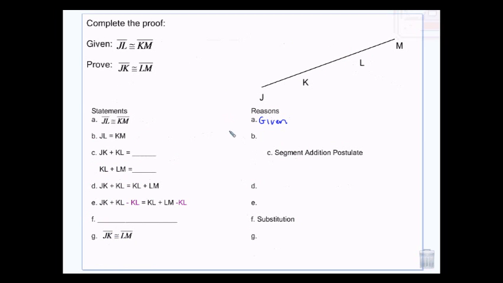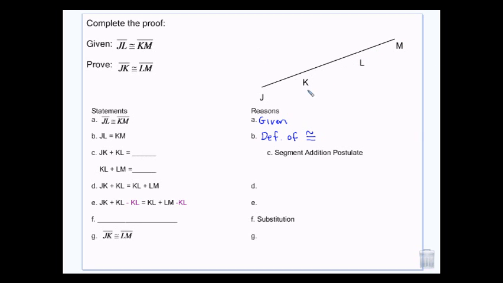Always given first. And then if JL is congruent to KM, that means JL equals KM. Yeah, so we went from congruent to equal, so that's the definition of congruent. Okay. JK plus KL equals what? So I take JK and KL.